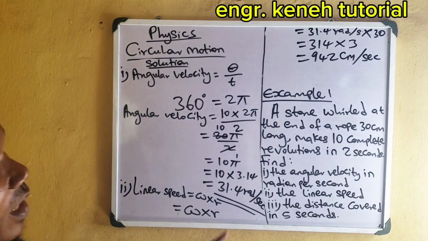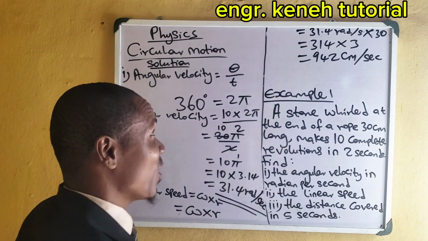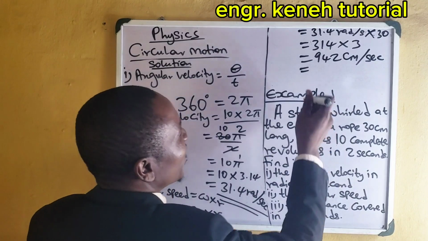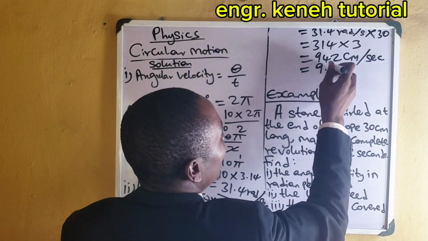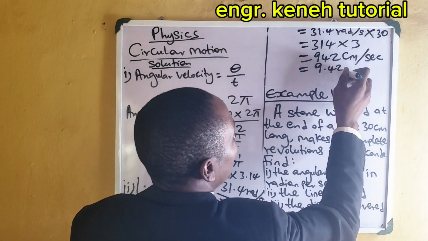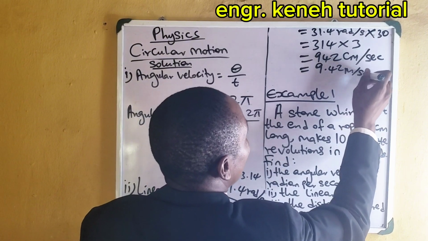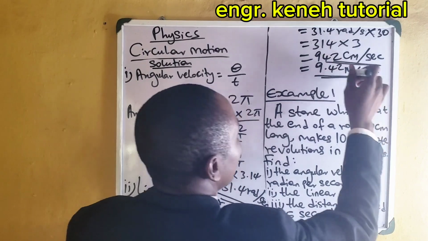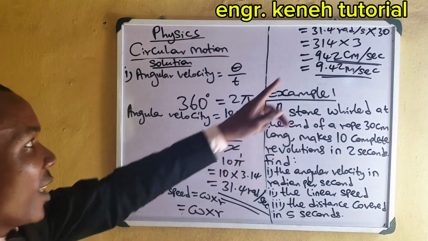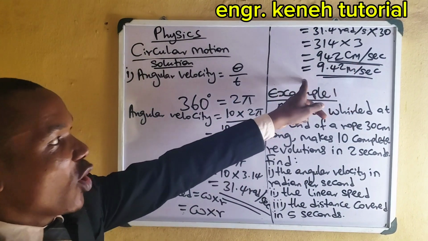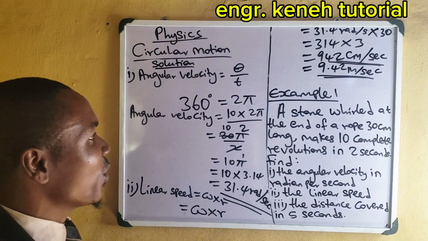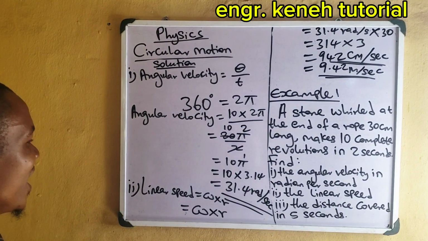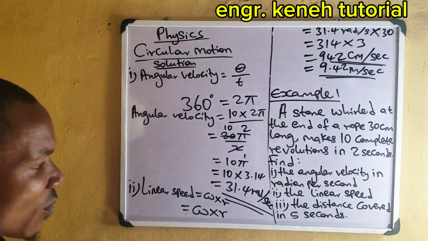So what we have here is cm per second. If you want to change it to meter per second, you divide by 100, and that will give us 9.42 meters per second. So either you have it to be 942 cm per second, or 9.42 meters per second. That is the value of our linear speed.